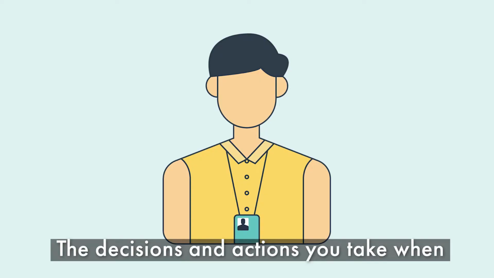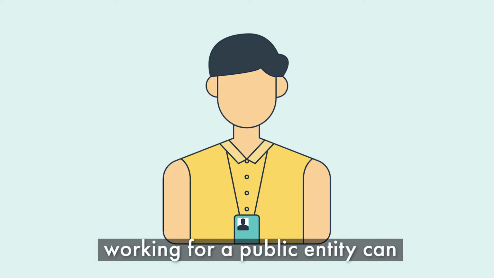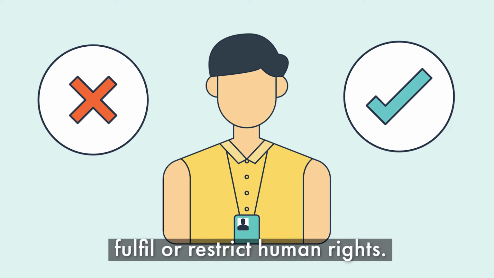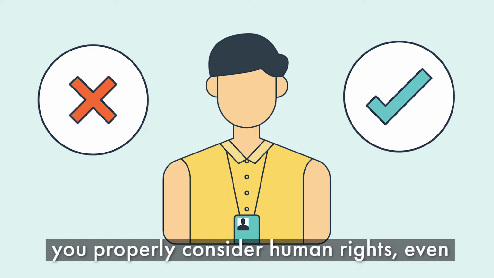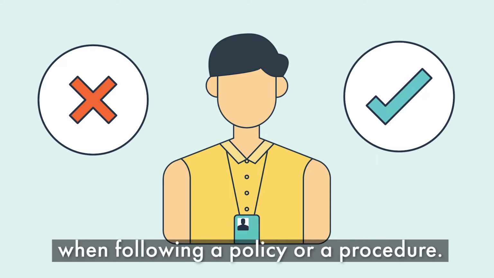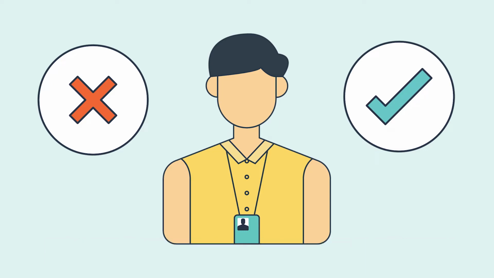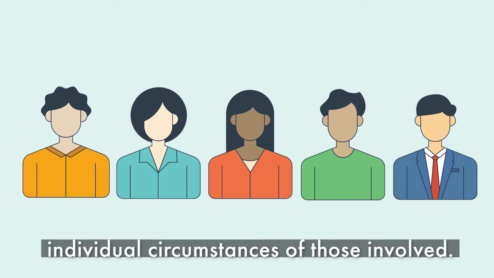The decision and actions you take when working for a public entity can fulfil or restrict human rights. To be sure that you act compatibly, make sure you properly consider human rights even when following a policy or procedure. It is important to turn your mind to the individual circumstances of those involved.